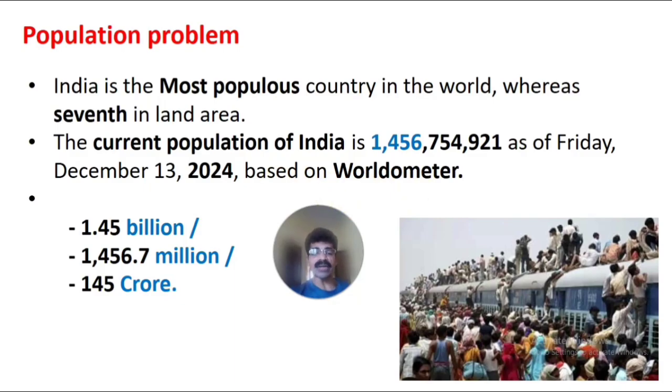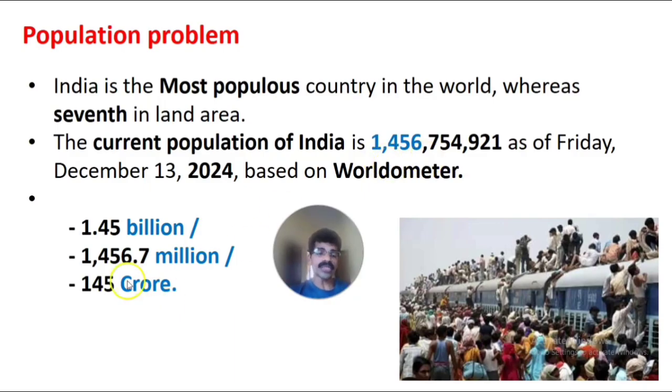So when you write the exam, before that you just go through the worldometer to see what the current population is, and that only you have to write. I am talking about the current population of India, that is 145 crore 67 lakhs 54,921 as on Friday, December 13, 2024, based on the worldometer. Every second it is changing in the worldometer and you can find out from the worldometer before your examination.